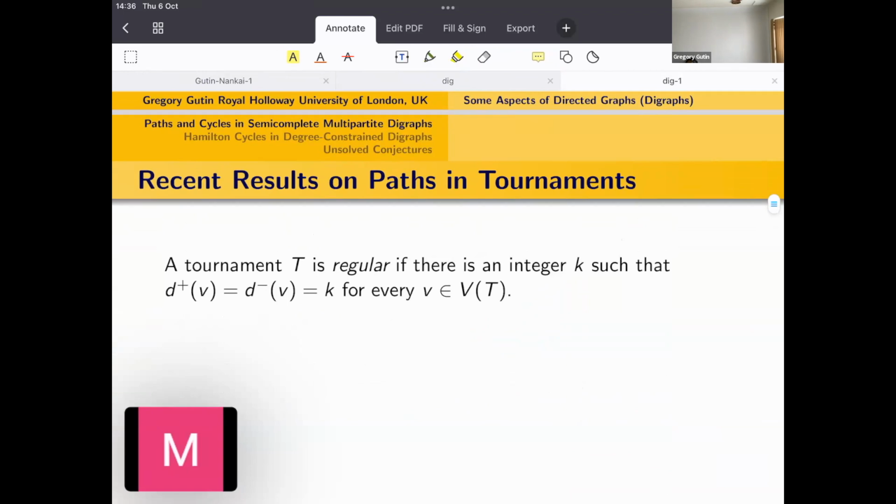Now let me say a few words about recent results on paths and tournaments. Tournaments maybe sometimes look like something simple, which is not, and by the way, the number of all tournaments is asymptotically the same as the number of all undirected graphs. It's not hard to understand why, right? So therefore, it's a huge class of graphs. And of course, research on this class of graphs is still going on.